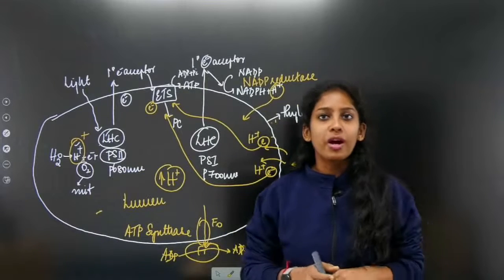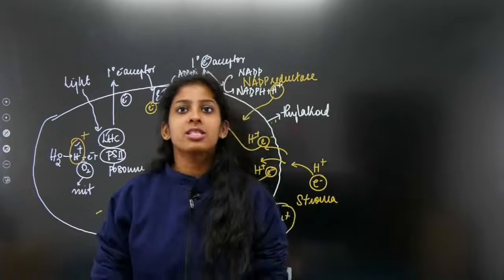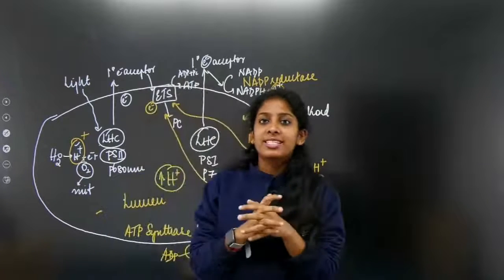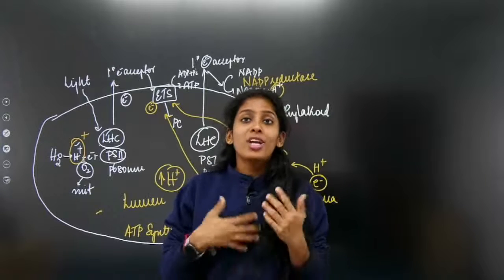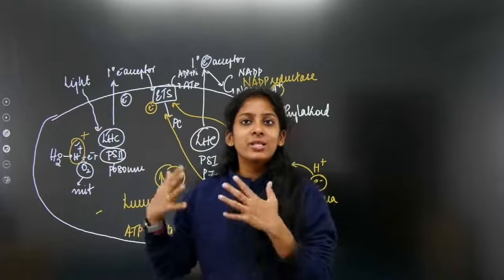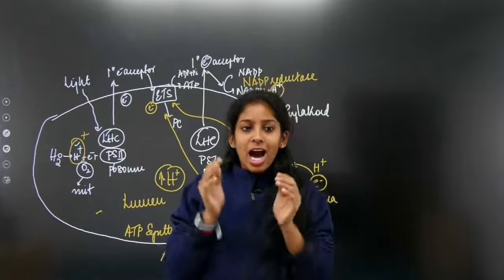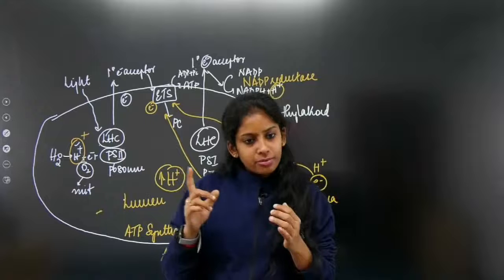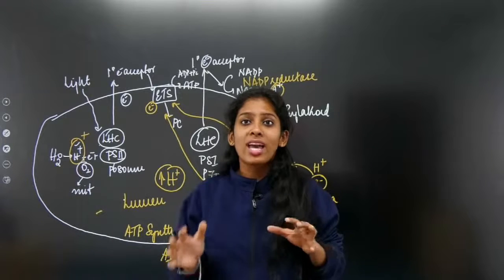Any doubts so far? So first of all, what is the chemiosmotic hypothesis? The reason why, or how, your ATP is synthesized inside the chloroplast. Why should the ATP be synthesized? Only then your C3 cycle and your C4 cycle will happen. Right? So how does this ATP get formed? Because of the proton gradient. What is gradient? Difference.